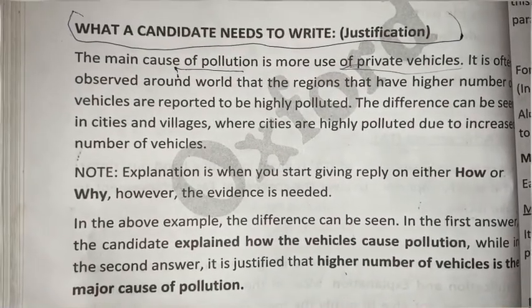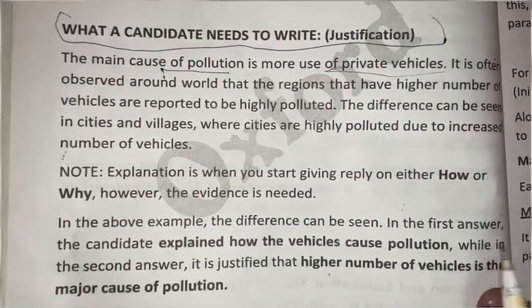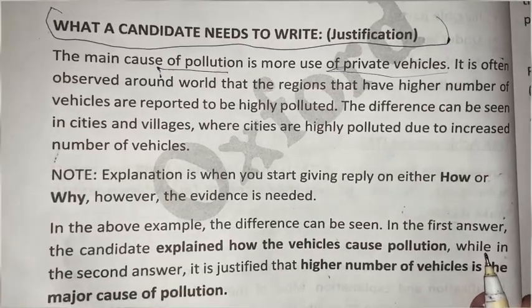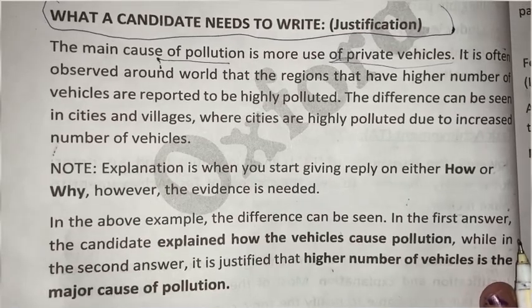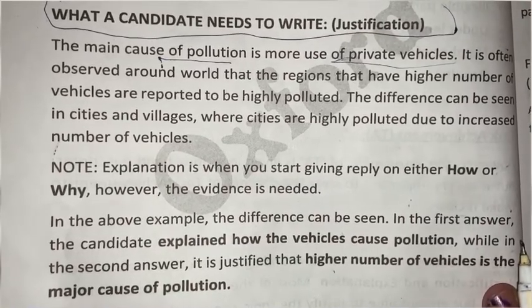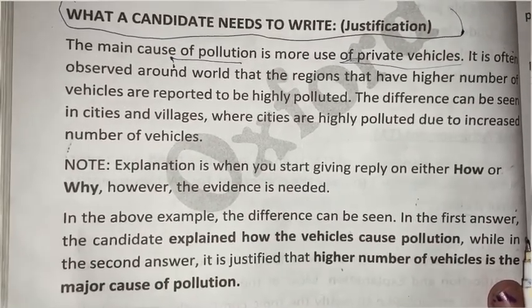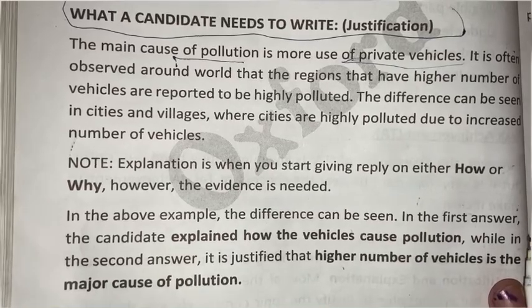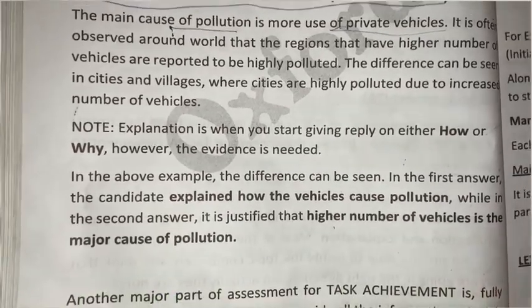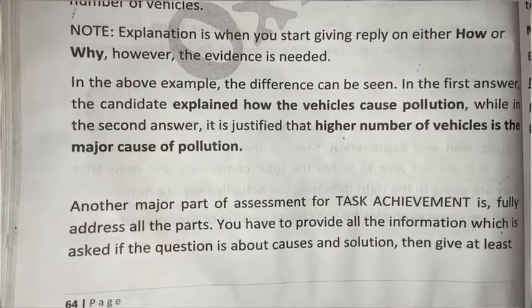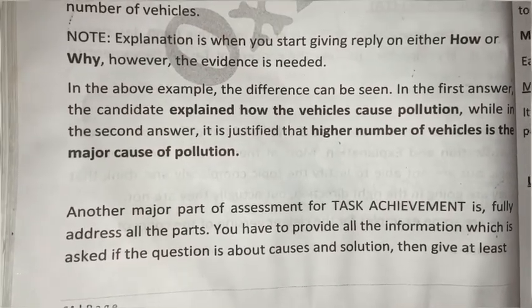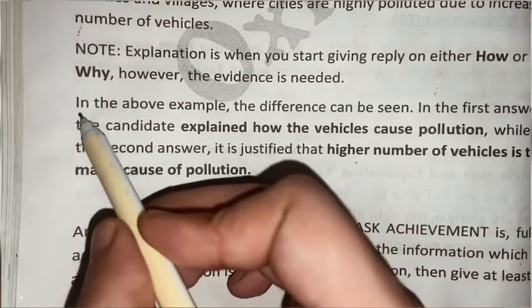In the above example, the difference can be seen. In the first answer, the candidate explained how the vehicle causes pollution. As we can see, the main cause of pollution is private vehicles, and it is also the reason that regions with a high number of vehicles are reported to be highly polluted. So this is the main cause. While in the second answer, it is justified that a higher number of vehicles is the major cause of pollution.